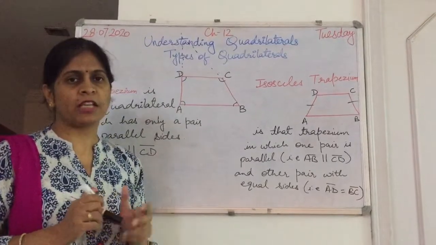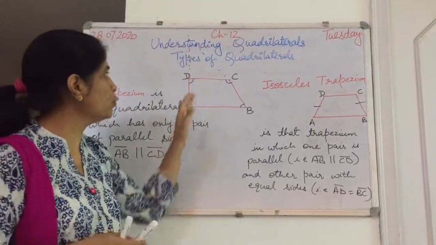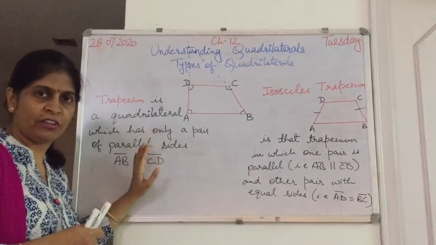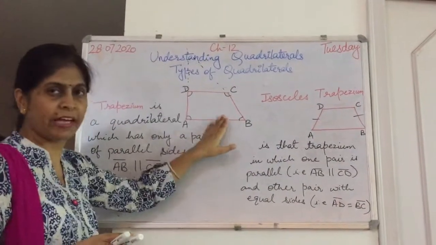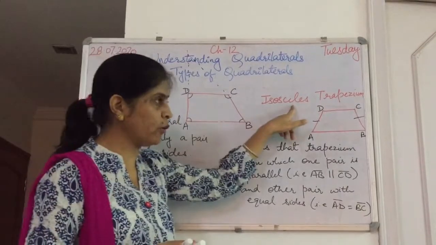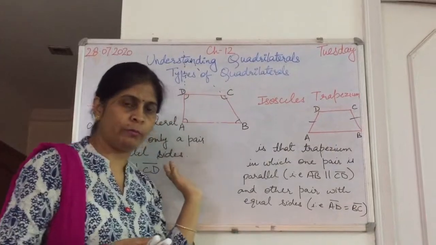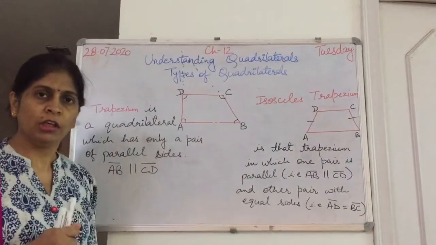when you complete exercise 12A, I am requesting you to write the heading types of quadrilateral, write down the trapezium definition on the ruled page and this diagram on the blank page. Then write down isosceles trapezium, which is a part of it, and draw the diagram on the blank page and the definition on the ruled page.